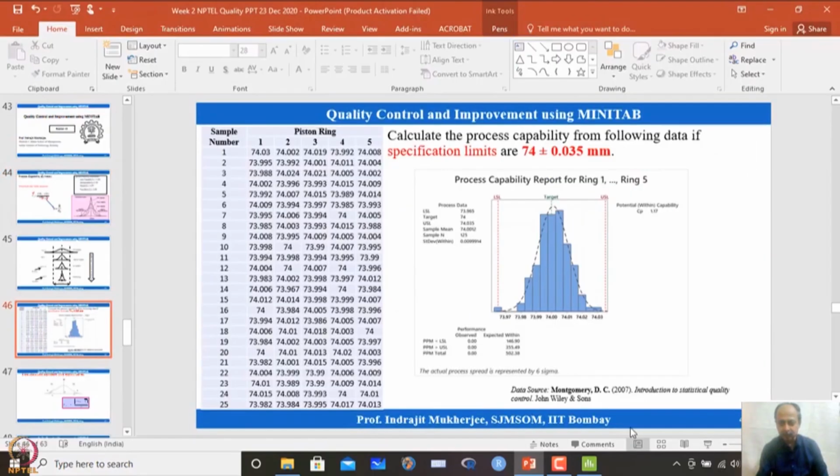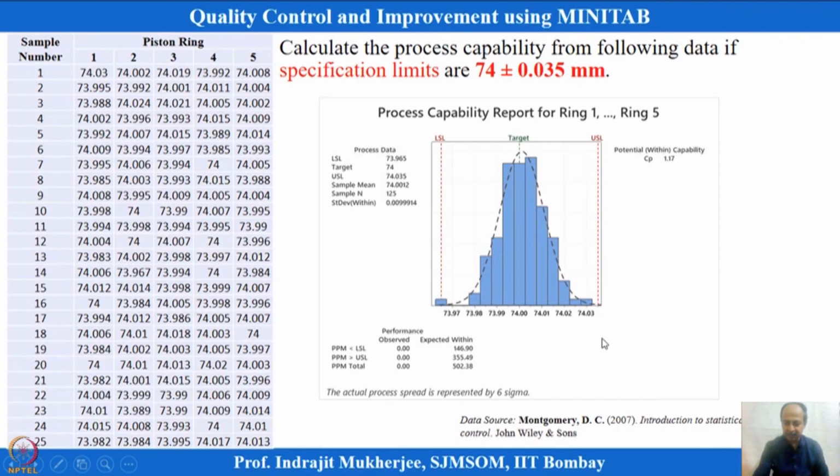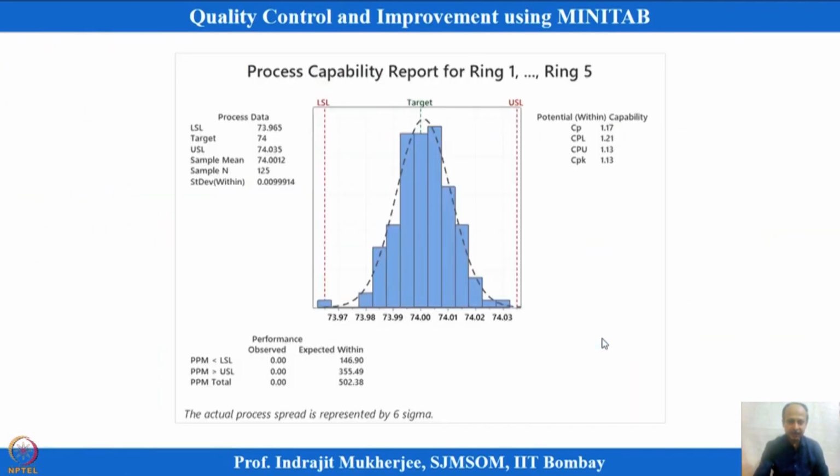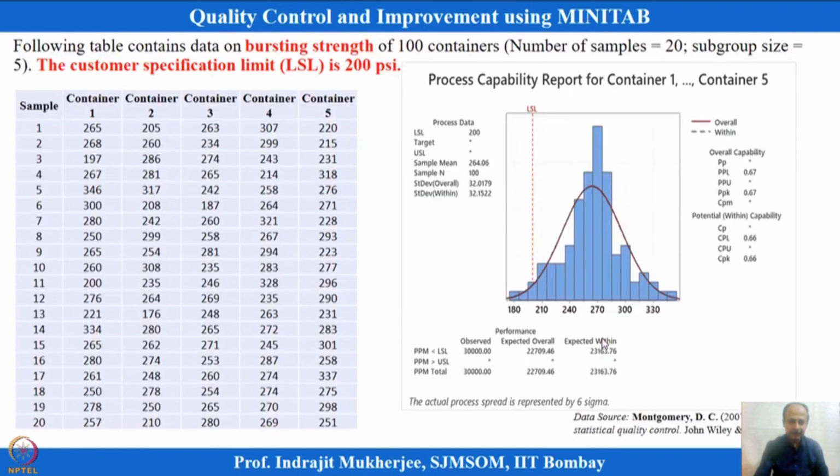One more second. Let me take the next example over here, which is the container example. Here in this example, the subgroup size is 5, but only LSL is given, 200. We have 20 samples with 5 observations, so a total of 100 observations, subgroup size 5, and the lower specification limit is given as 200 psi. If you see on the right hand side, it has not calculated potential within capability. CP is not calculated and a star is given over here.